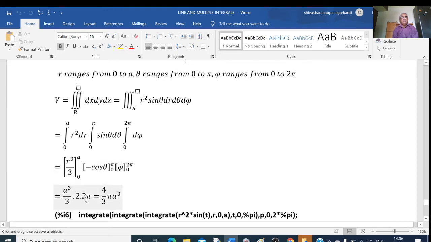So finally I am getting 2 into 2, 4 by 3 pi a cube. So this is the volume of the sphere of radius a.